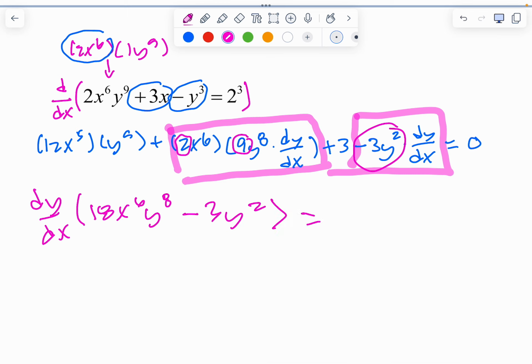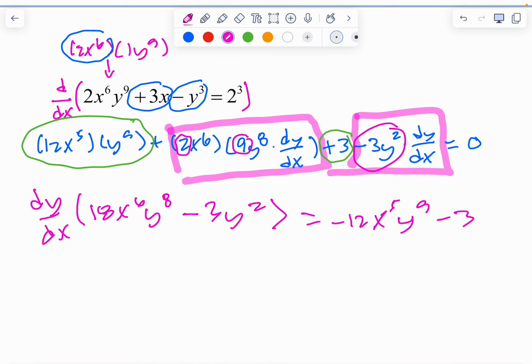And while I'm at it, let's go ahead and move the other pieces. I'm going to move this to the other side by subtracting. And then I'm going to move the positive 3 by doing what on both sides? Also, subtracting. So we have minus 12 x to the power of 5. That's a 5. It's not any better. Y to the power of 9 and minus 3. Is everyone good on that so far?